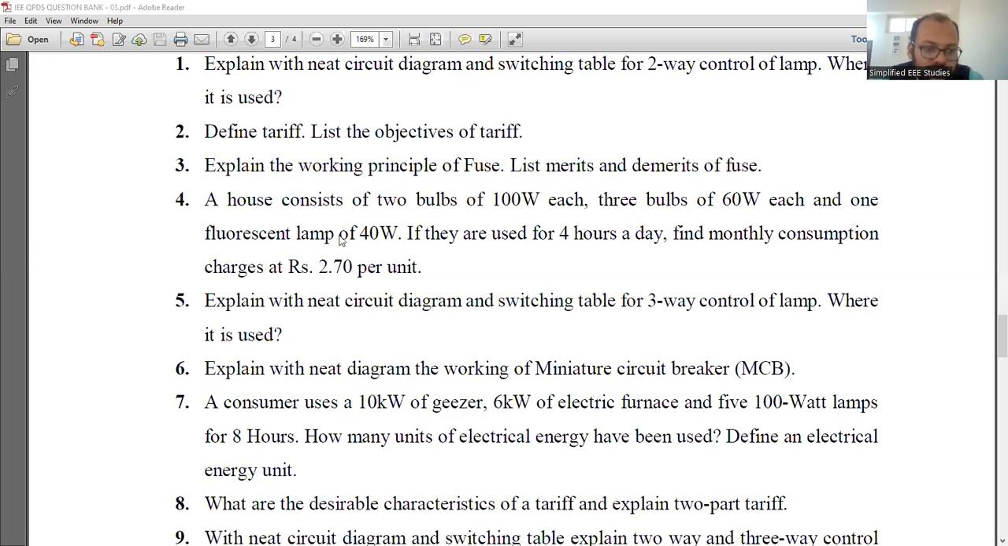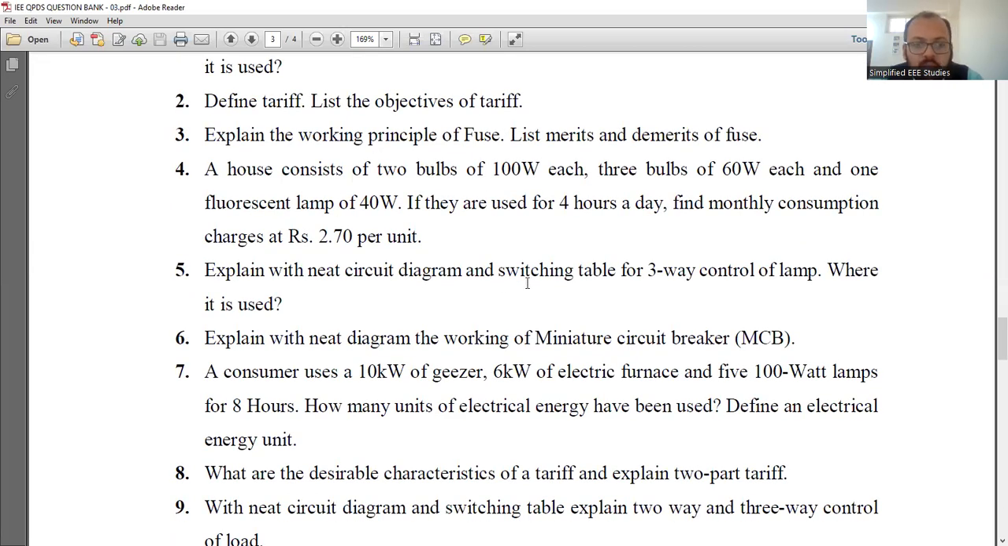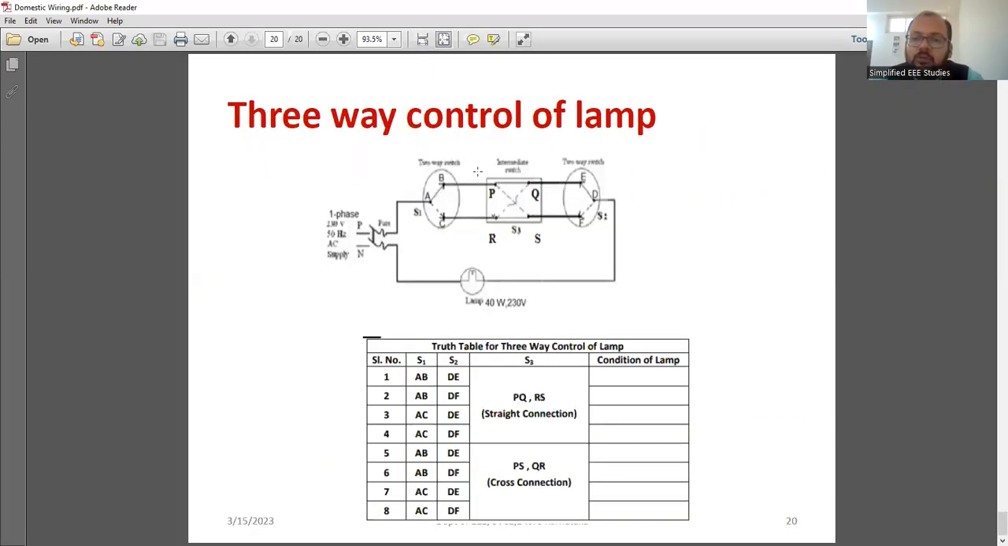Another question is explain with the neat circuit diagram and switching table for three-way control of lamp. Where does it use? So three-way control of lamp, I'm going to show you. It is mainly used at the places where long corridor is available. It is also known as jail type wiring.